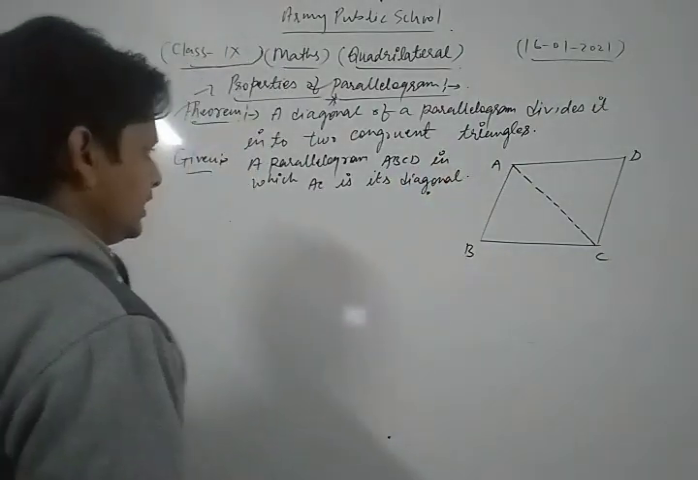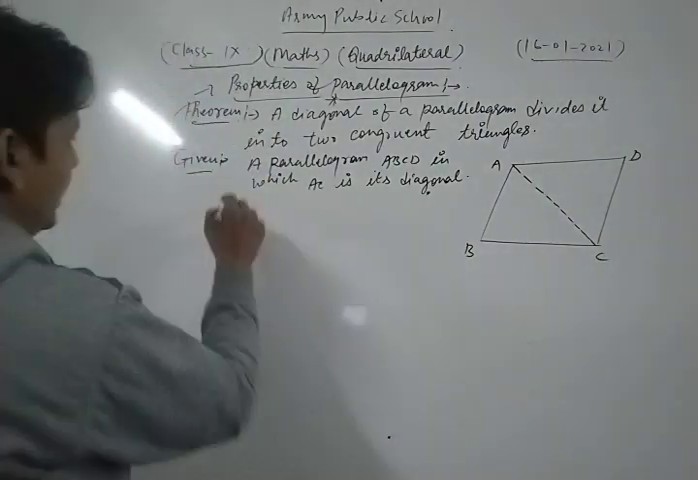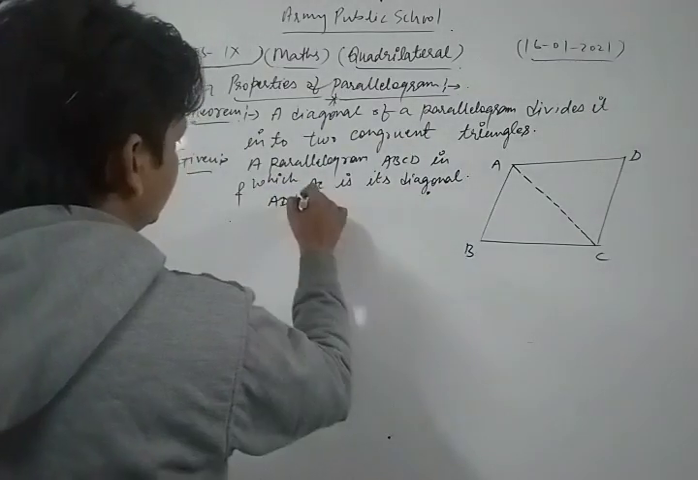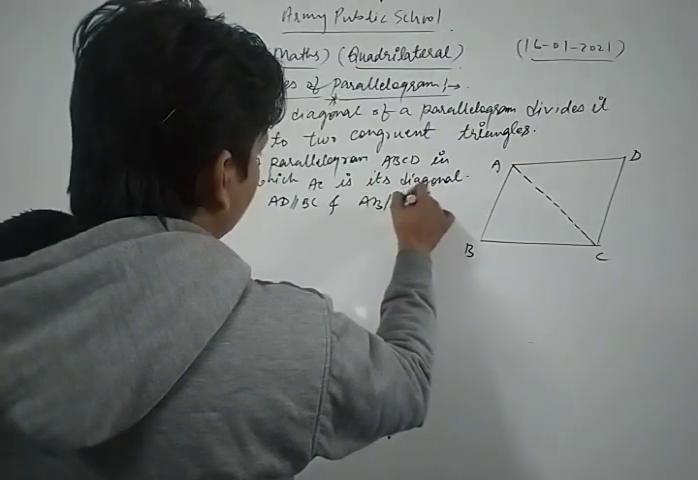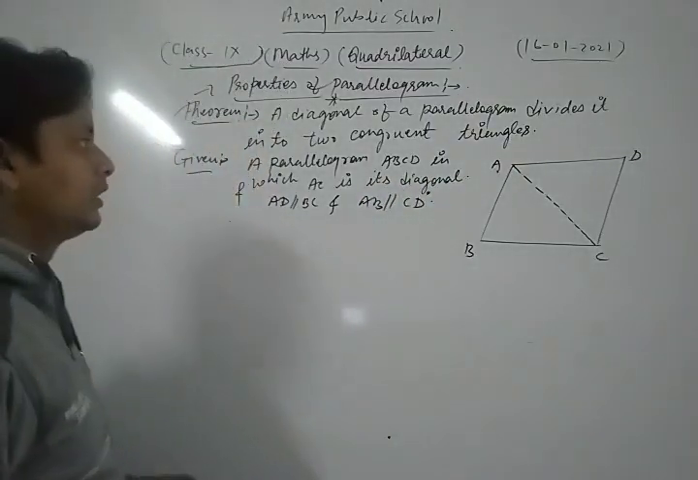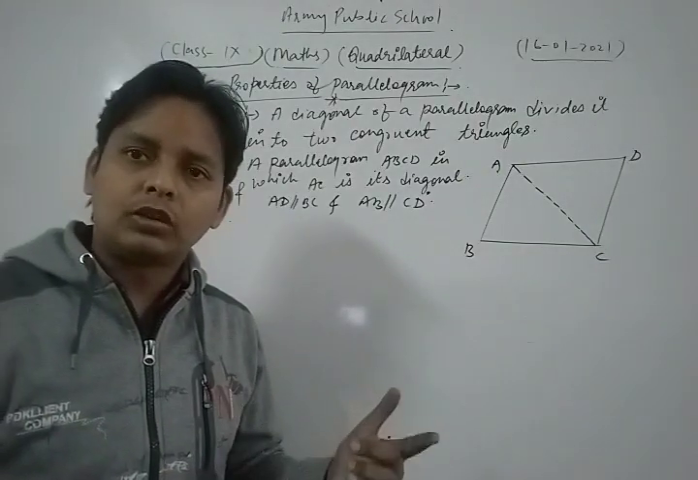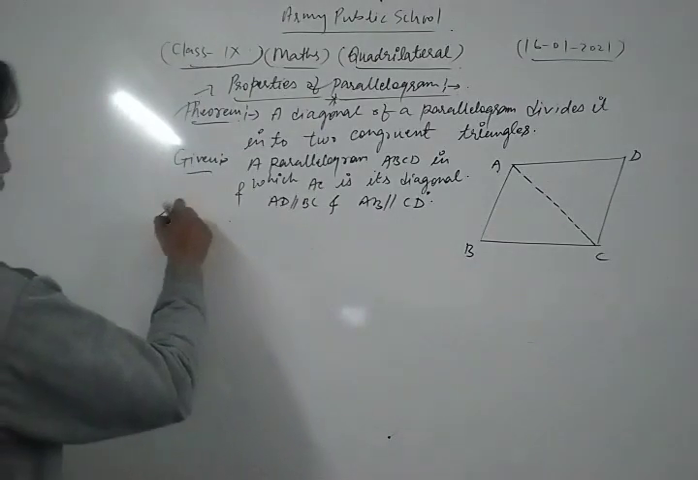Okay, AC is its diagonal and it is a parallelogram, that is, AD parallel to BC and AB parallel to CD, because by the concept of a parallelogram, both pairs of opposite sides are parallel to each other. Okay, now let's see what we have to prove.